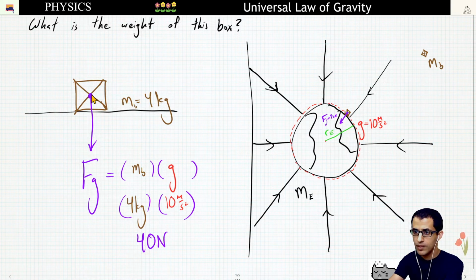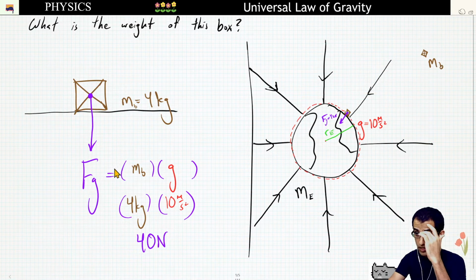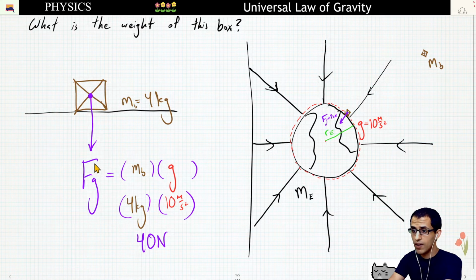I'm trying to make a distinction. I'm trying to distinguish between the mass of the box and the weight of the box, because this is something that we tend to confuse. The mass is the inherent property of the object, so it doesn't matter where the mass is located, it's always going to have a mass of 4 kilograms. But depending on how far away it is from the Earth, the force of gravity that it experiences can be different. So right now, the force of gravity on this box, the pulling force of the Earth on this box, is 40 newtons.